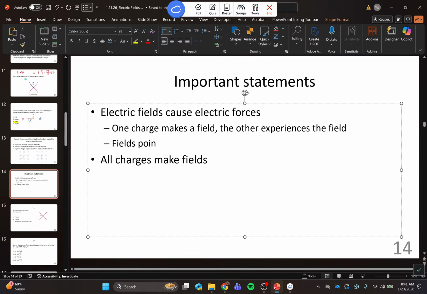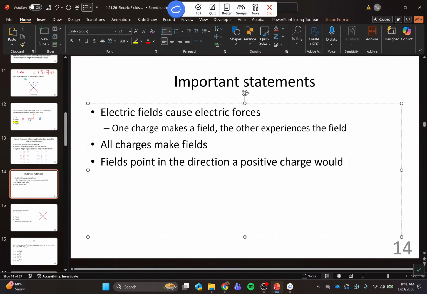Fields point. And actually, I'll add this as its own. All charges make fields. Fields point in the direction a positive charge would move if it was placed there. And then there's one last statement that I made that is relevant for the entirety of this class moving forward.